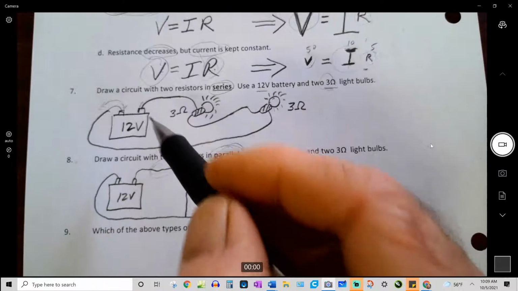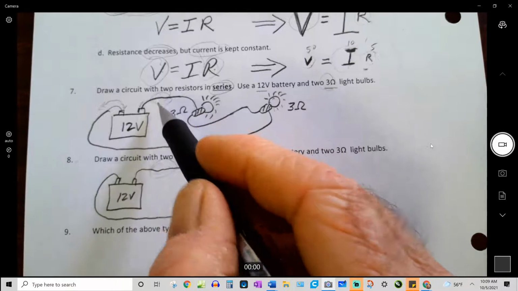If you look at a series, here's the main river right here. How much of this main river goes through this bulb?